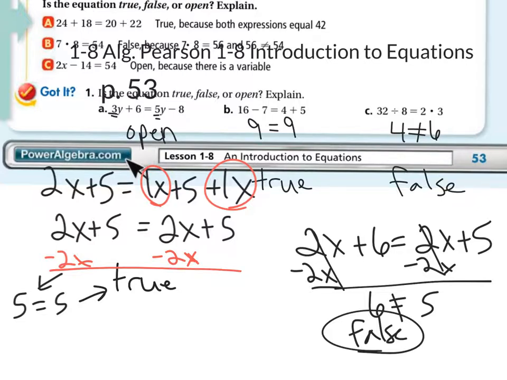Again, most stuff, if it has variables and you simplify it, and you don't have a case like this where the coefficient is the same on both sides of the equation and the variable would cancel out, usually those are going to be open, but those are a couple of exceptions I wanted to mention.